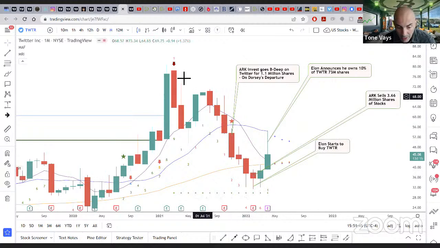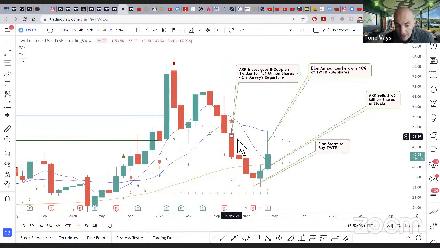So here we are. And I'm sure Cathie Wood, if she and Ark Invest bought a shit ton of Twitter on Jack Dorsey's departure, they probably bought their 2 million shares right here on Trump's banning. And then they doubled down when they came back to break even. This is how most traders lose money.